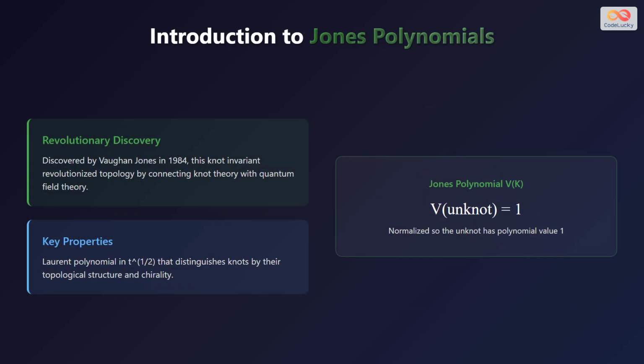One of the most significant breakthroughs in knot theory is the discovery of Jones polynomials. Discovered by Jones in 1984, this knot invariant revolutionized the field of topology. It established a connection between knot theory and quantum field theory. Jones polynomials are Laurent polynomials, expressed in terms of t raised to the power of 1/2. These polynomials distinguish knots by their topological structure and chirality, essentially differentiating a knot from its mirror image.